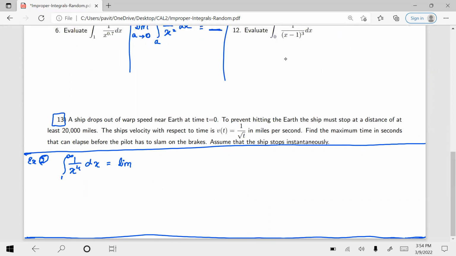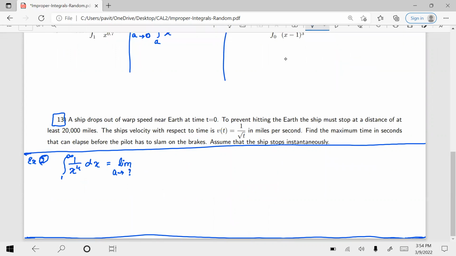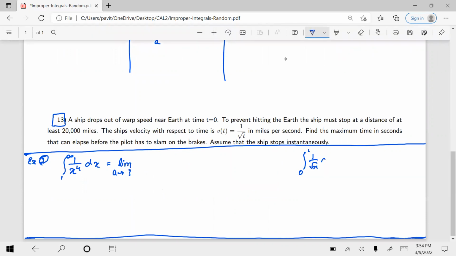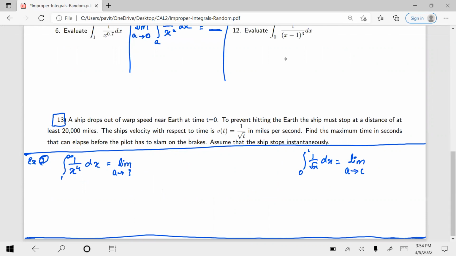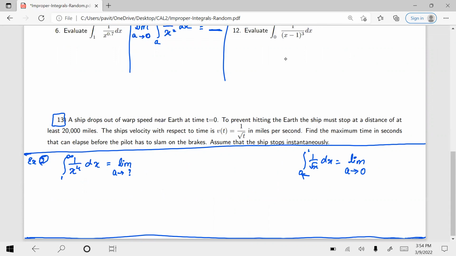I mean the same procedure. Limit a tends to what? So when I had the integral from 0 to 1 of 1 over square root of x dx, I plugged in a as 0, right? I told you that a tends to 0. That's because I had a problem with this limit. Because whenever I plug in 0 here, I will get infinity. So I want to avoid this 0 point. And that is why I used limit a tends to 0, right?